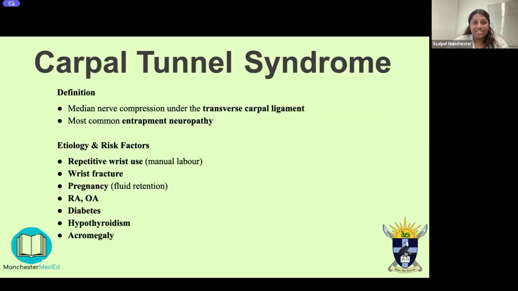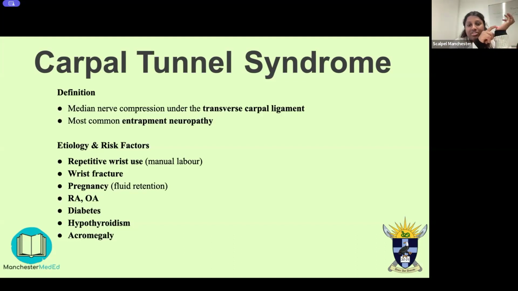So the first thing in the upper limb that we'll be covering is carpal tunnel syndrome. This is the median nerve compression, and it's under the transverse carpal ligament found in the wrist. I do have a picture in the next slide showing you the two canals that run through the wrist: one is the carpal tunnel and one is Guyon's canal.